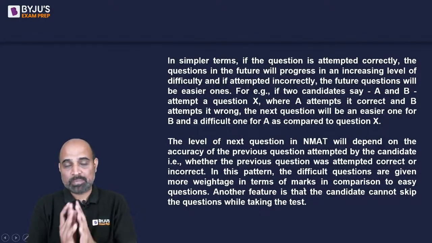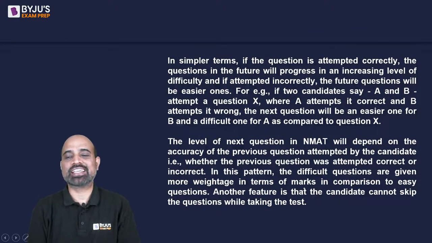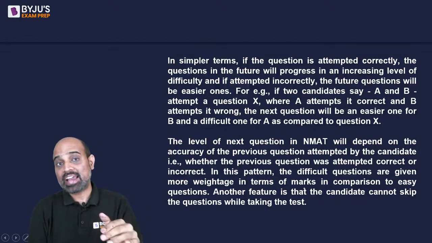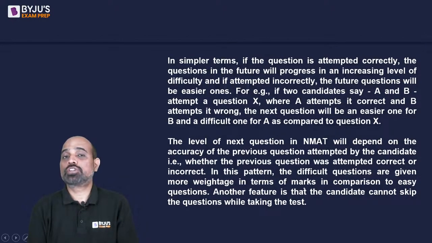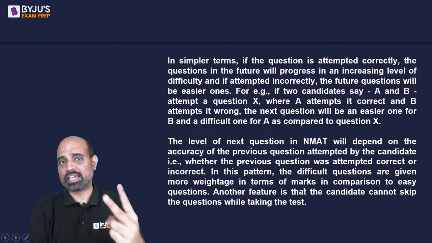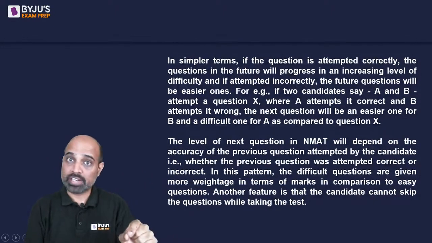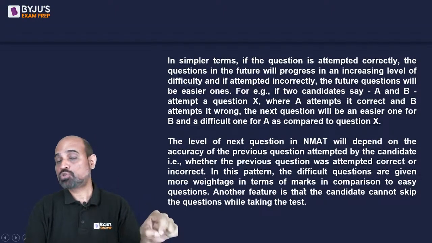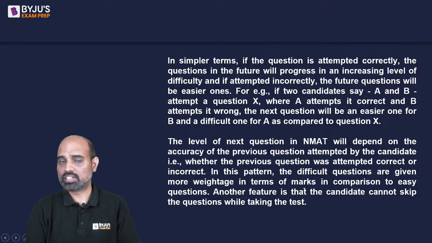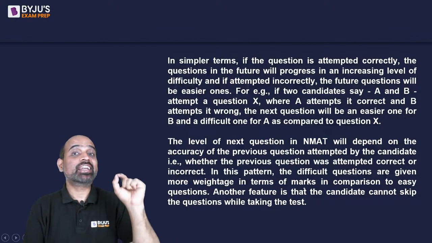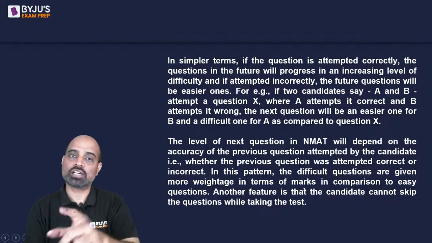Now, in simpler terms, if you attempt a question correctly, the future questions will progress in increasing difficulty level. And if attempted incorrectly, if you made a mistake in answering something, the future questions will be easier. So let's take the example of two people, A and B. If there are two candidates A and B and they both attempt the same question X, and A answers it correctly and B answers it wrongly, B made a mistake. So A will get the next question as a difficult one, but B got X wrong, so the next question will be easier.